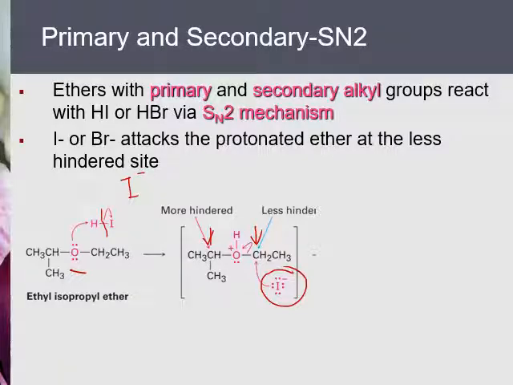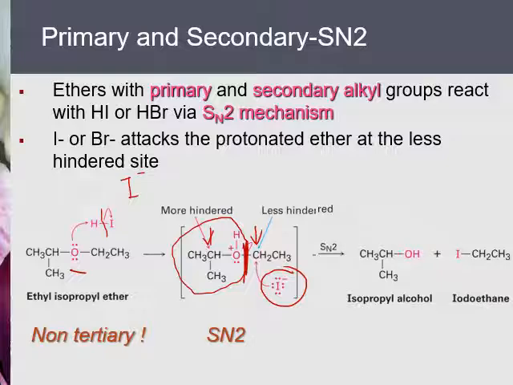So the iodide attacks the right side, the oxygen-carbon bond breaks, and the oxygen-hydrogen combined with the left side alkyl group forms an alcohol. In this case, it is isopropyl alcohol. On the right side, the iodine combines with the alkyl group and forms iodoethane. And this mechanism explains why the smaller side forms alkyl halides and the larger side combined with oxygen forms alcohol.